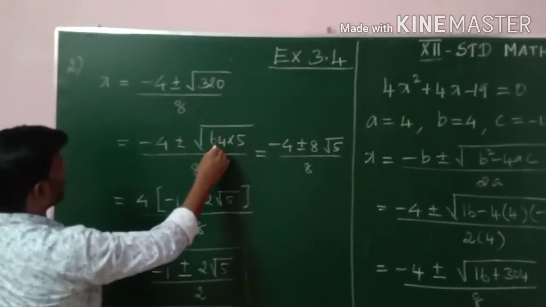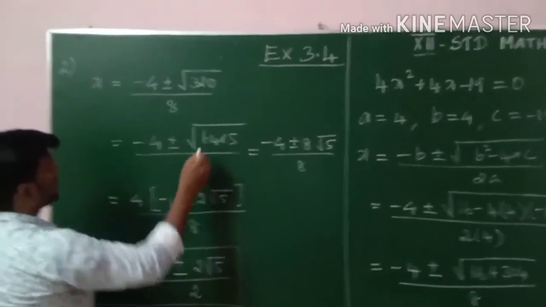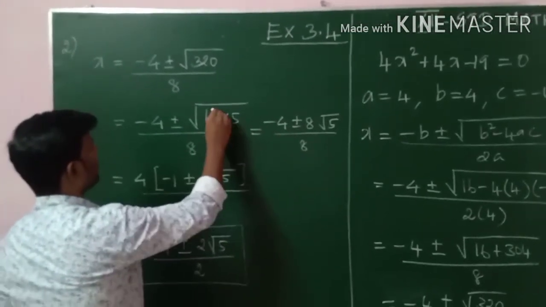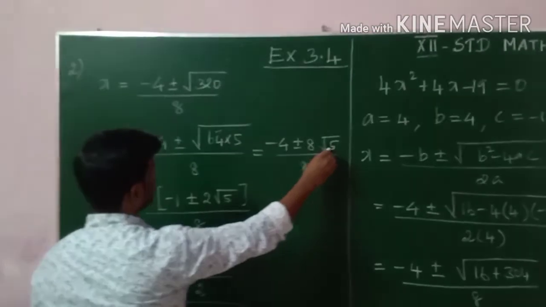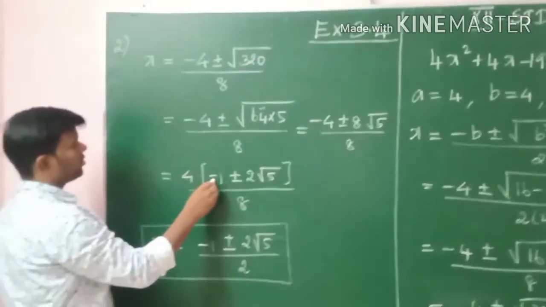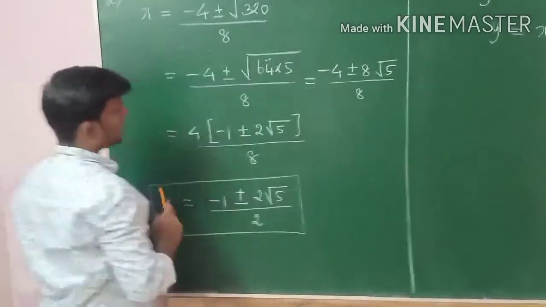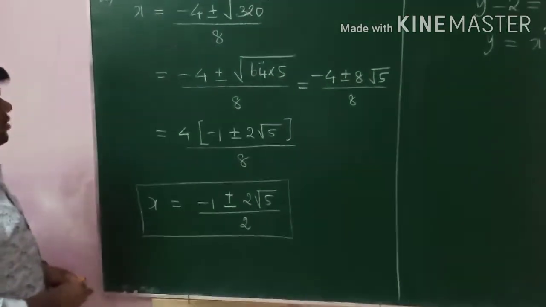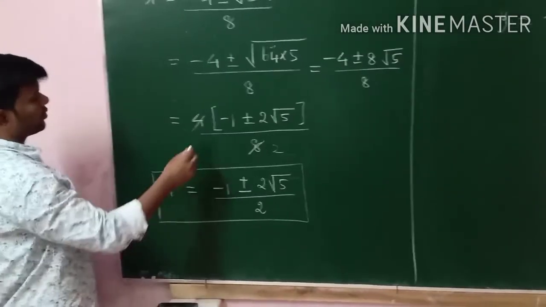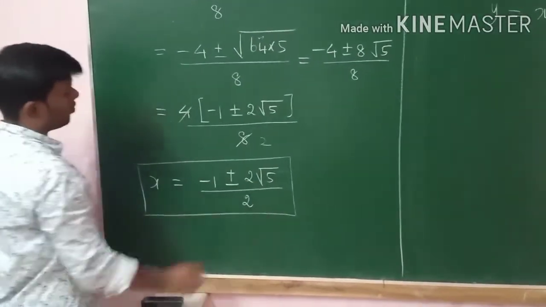This 320 we can write as what? 64 into 5. So minus 4 plus or minus square root of 64 into 5 whole divided by 8. So minus 4 plus or minus square root of 64 is what? 8, and square root of 5 is what? Square root of 5 by 8. So here I will take 4 as common. So 4 into minus 1, minus 4. Then 4 into 2 square root of 5 is what? It is 8 square root of 5 whole divided by 8. So I can cancel 4. 1 4 is 4. 2 4s are 8. Therefore our roots are minus 1 plus or minus 2 into square root of 5 whole divided by 2.